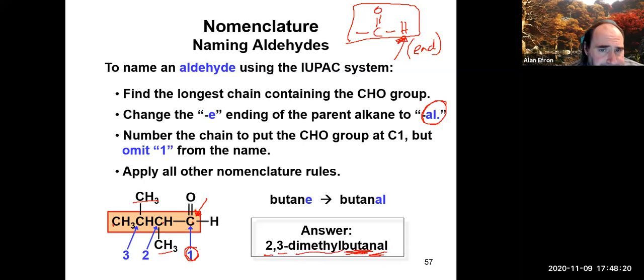So aldehyde is pretty straightforward: the longest continuous carbon chain that has that aldehyde group on it. That aldehyde group there will be carbon number one. Everything else that's there will be named accordingly based on its location. Question on that there?